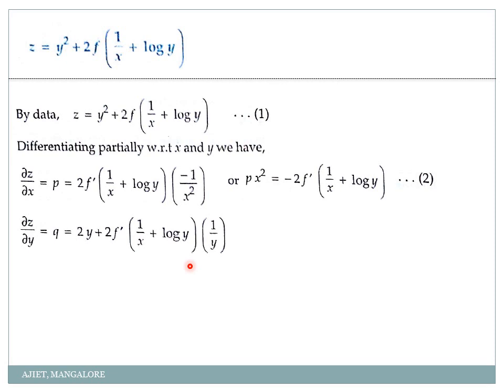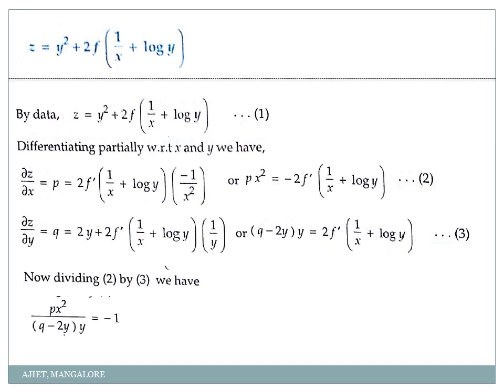Now what I can do is first take this 2y to the other side. I am writing it as q minus 2y, and then I will multiply with y. So I can write it as q minus 2y, and this y I am taking to the other side. So q minus 2y into y is equal to 2 f dash of 1 by x plus log y. Now what can you do with equation 2 and 3? We'll just divide them so that 2 into f dash gets cancelled. What is remaining now is px squared divided by q minus 2y into y is equal to, the minus sign is there, so minus 1 will remain. Or simplify it.